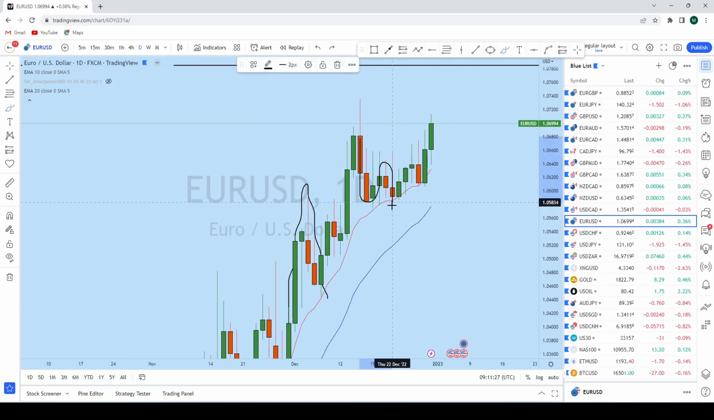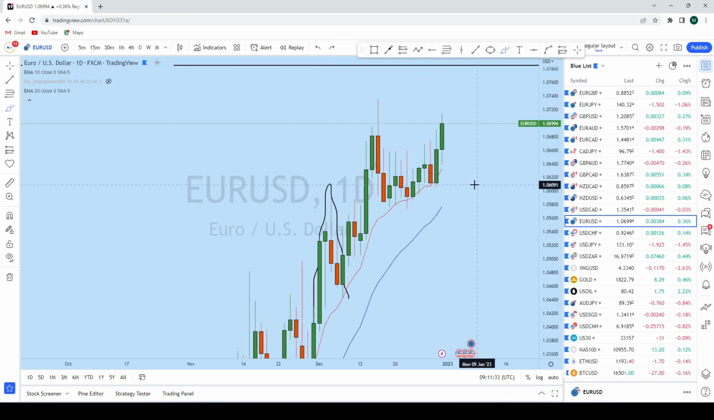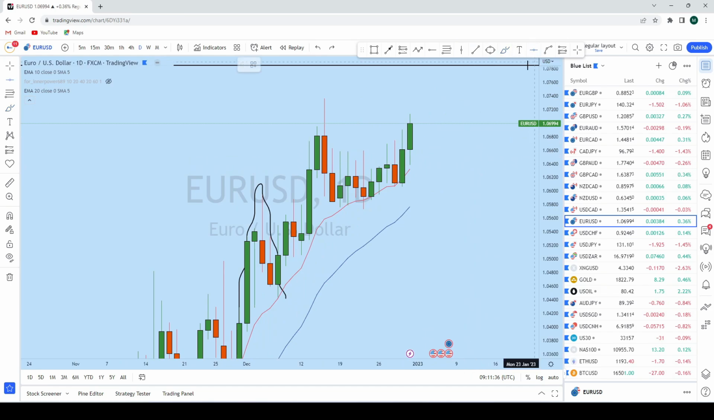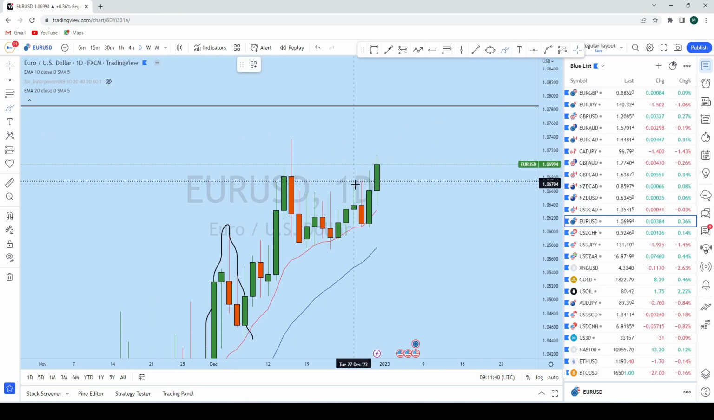From this local structure, there is an inverted head and shoulder. We can see that the price has completely broken to the upside. Now if you draw a resistance level on this inverted head and shoulder, this is the previous resistance here, which is turning support on euro dollar, and from here we can expect primarily a push to the upside.